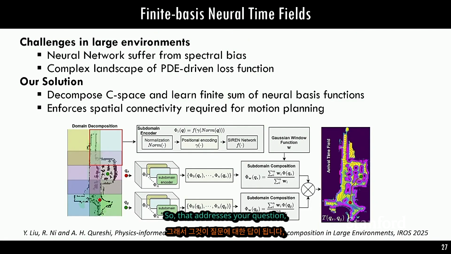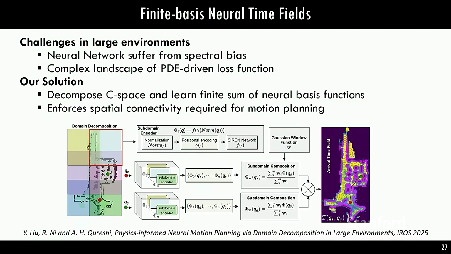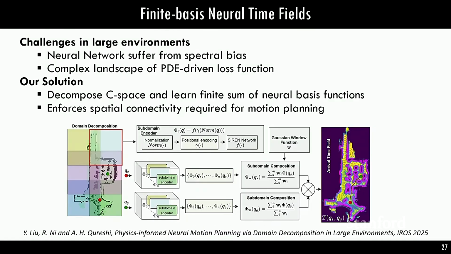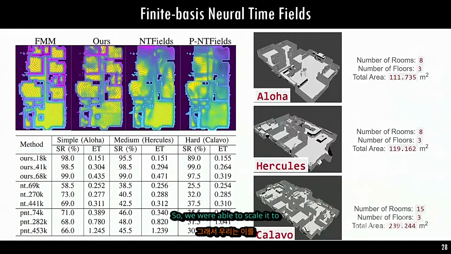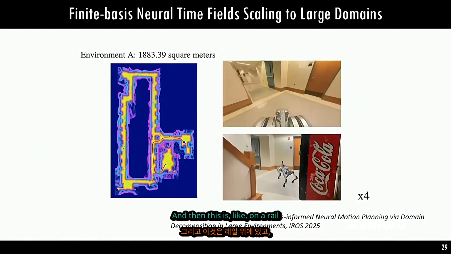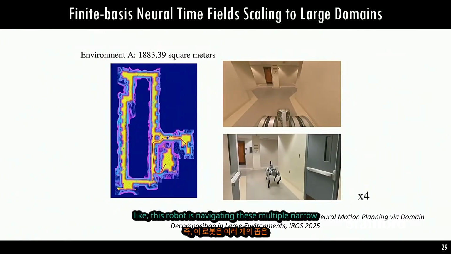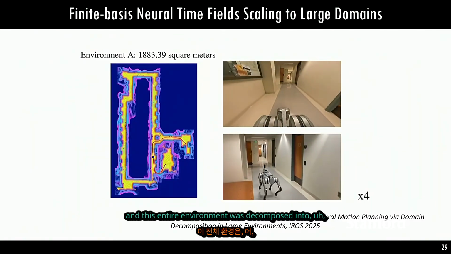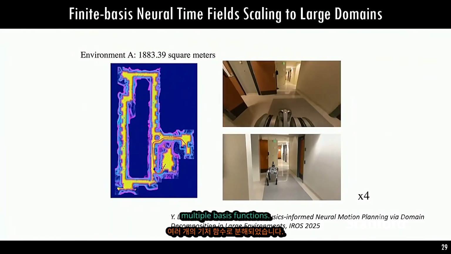So that addresses your question: if some part of the environment changes, you don't need to retrain everything. You just need to retrain that basis function, and that's very fast. So we were able to scale it to very large environments, and it still retained a very high success rate. Another advantage of this decomposition is that you need fewer parameters compared to an end-to-end function. That's what we found. And this is on our real campus, where this robot is navigating multiple narrow passages from one point to another, and this entire environment was decomposed into multiple basis functions.